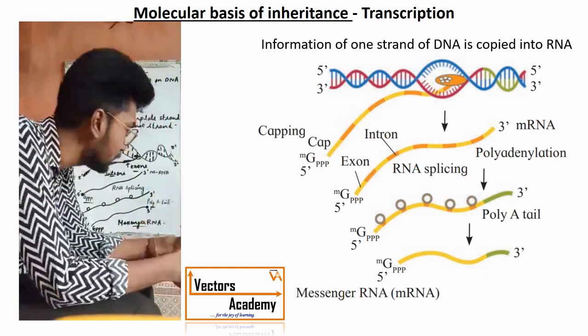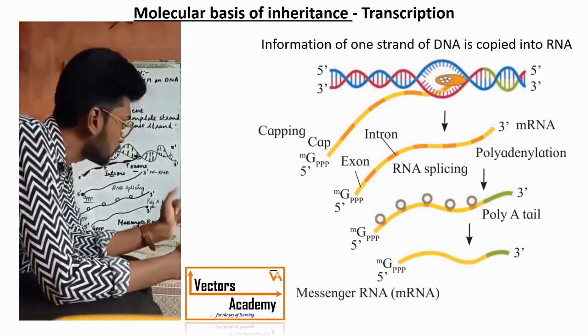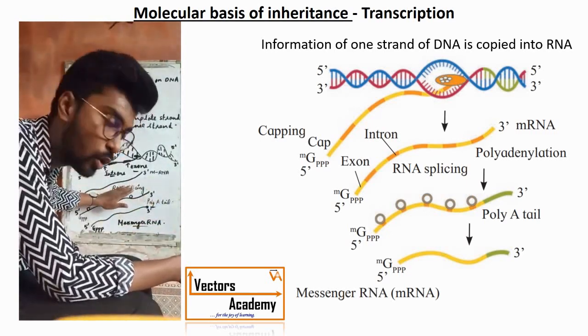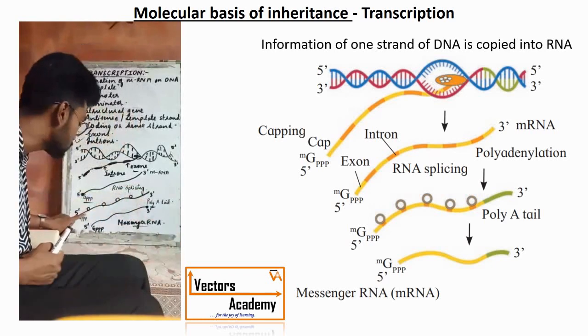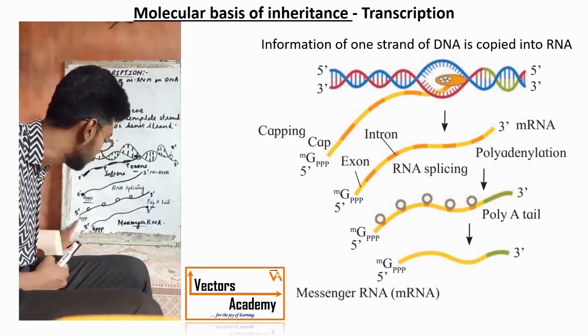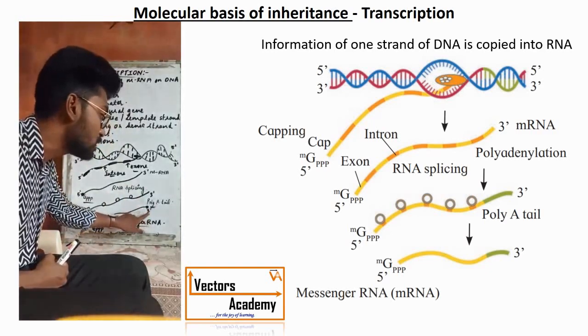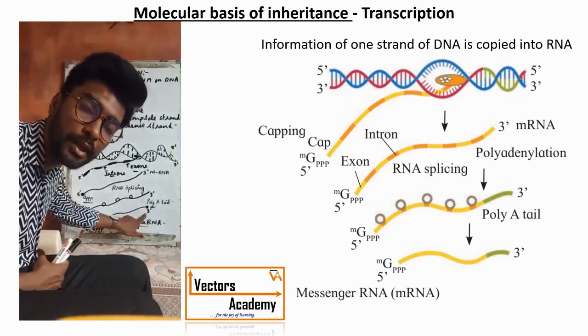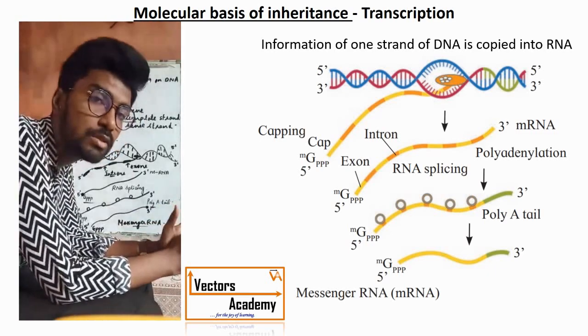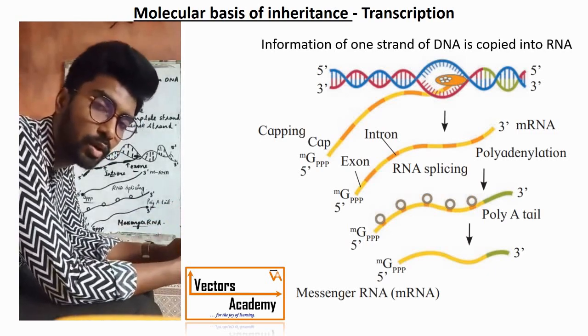So three processes take place in the eukaryotic cell. One is splicing, that is removal of the introns. Second is capping, addition of the unusual nucleotide methylguanosine triphosphate at the 5' end, and tailing, addition of adenylate residues at the 3' end. So here the transcription process takes place in such a way in a eukaryotic cell.